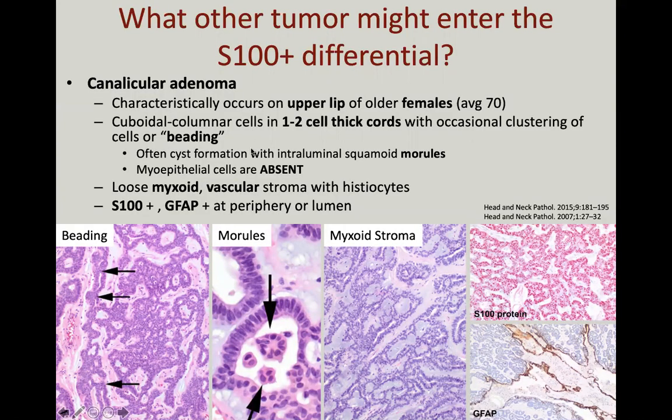It's a little out of order, I apologize, but the other tumor that enters into the S100 positive differential diagnosis is actually canalicular adenoma. And for boards takers, this is one of these characteristic clinical pathologic correlates of an older woman, upper lip. If you have an older woman upper lip tumor that has these cuboidal to columnar cells with 1 to 2 cell thick cords, sometimes with these little papillary or squamoid-like morules in the center, sometimes with myxoid stroma, think about a canalicular adenoma.